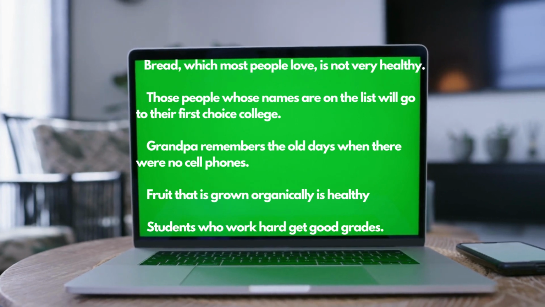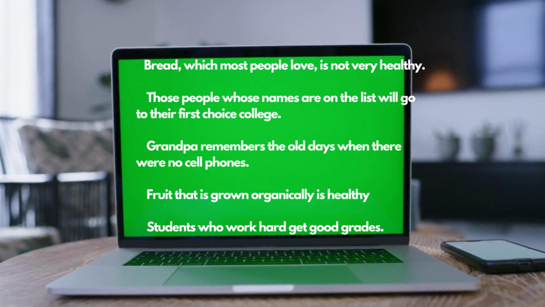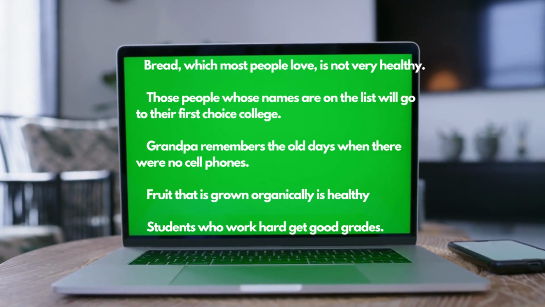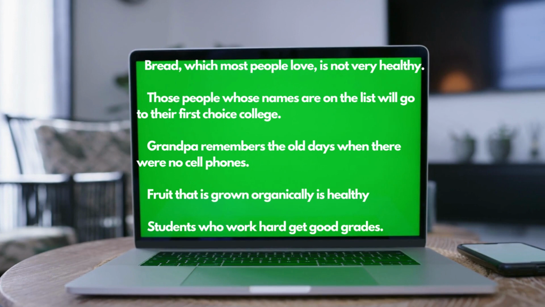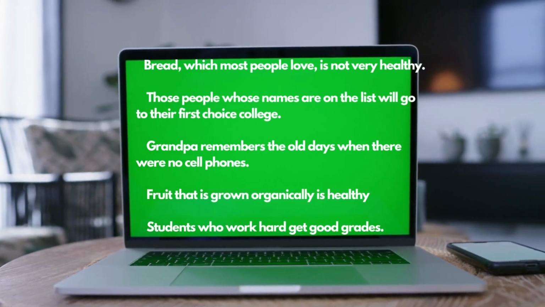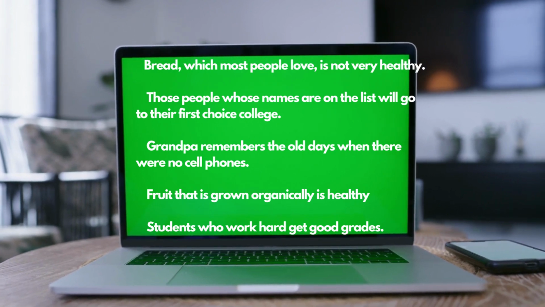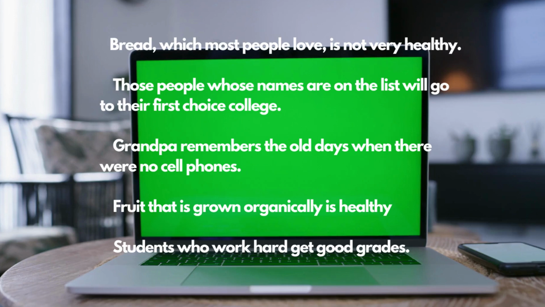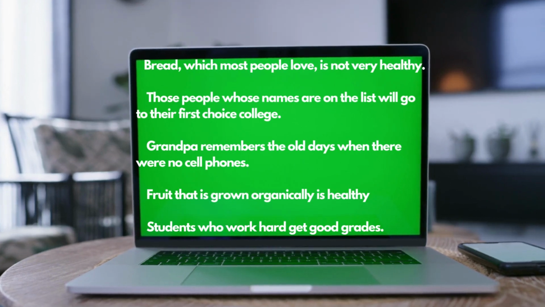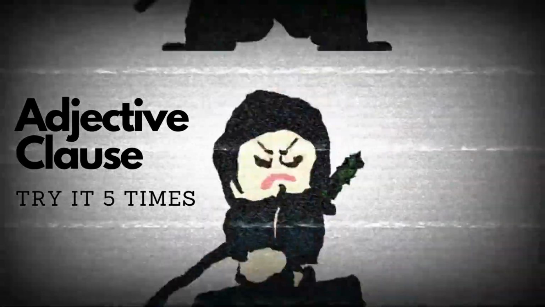Bread, which most people love, is not very healthy. Those people whose names are on the list will go to their first choice college. And Grandpa remembers the old days when there were no cell phones. Fruit that is grown organically is healthy. Students who work hard get good grades. And then with that adjective clause, you guessed it, try it 5 times.